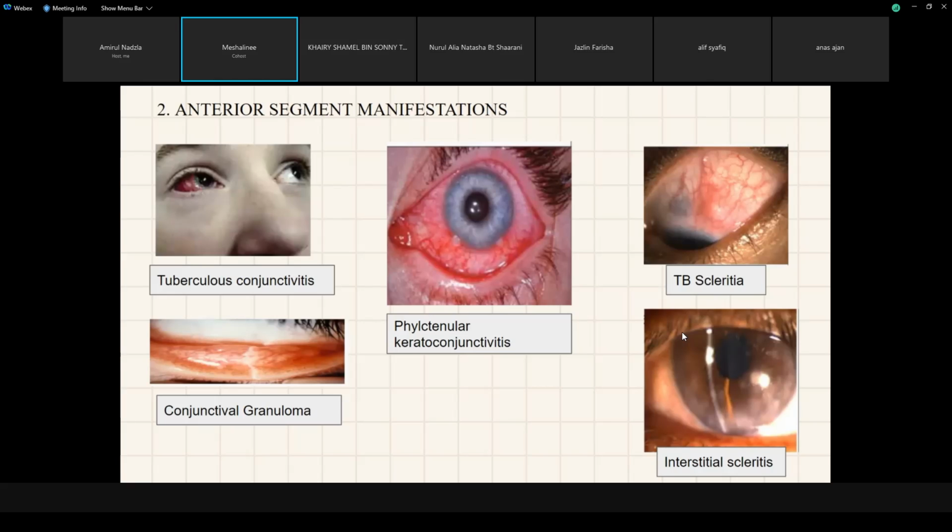Then we have conjunctival granuloma, which is a type 4 hypersensitivity reaction, basically, and it presents as an inflammatory mass on the conjunctiva. Then the third one is phlyctenular keratoconjunctivitis, where it manifests as slightly raised small pinkish white or yellow nodules surrounded by dilated vessels located on the conjunctiva. Then we have tuberculous scleritis, is localized focal elevated nodules, and usually the sclera may be infected by direct spread from conjunctival or hematogenous spread. Okay, next.